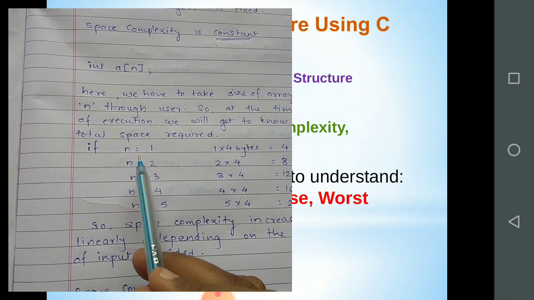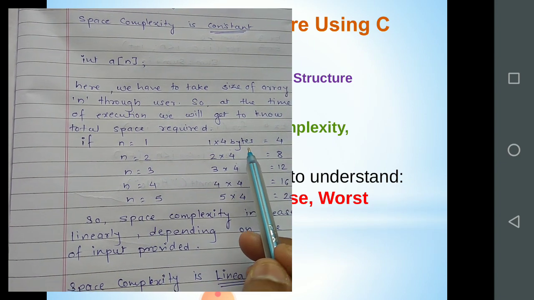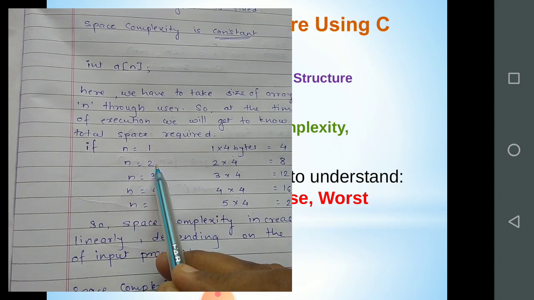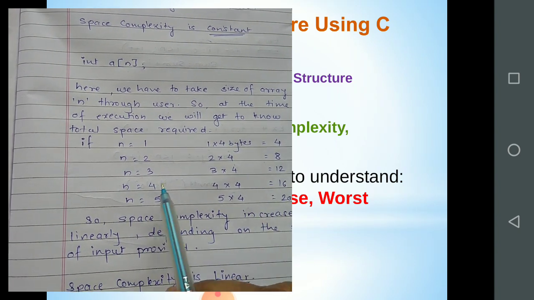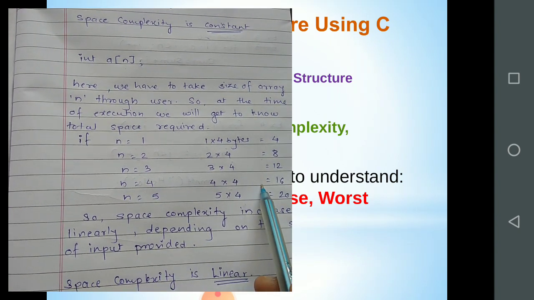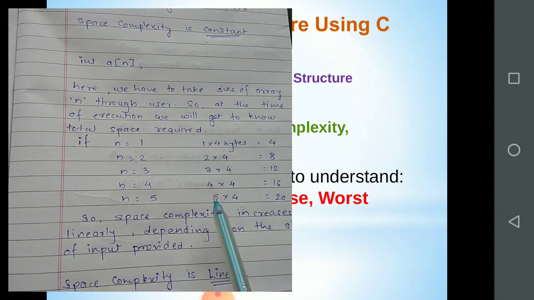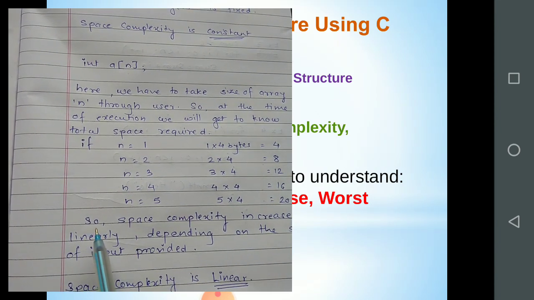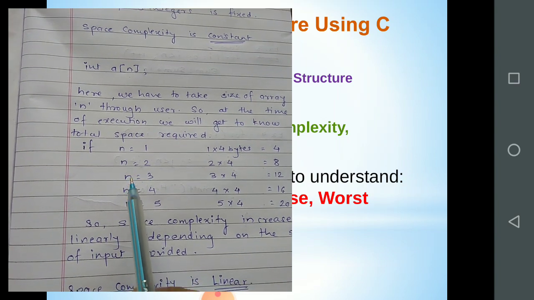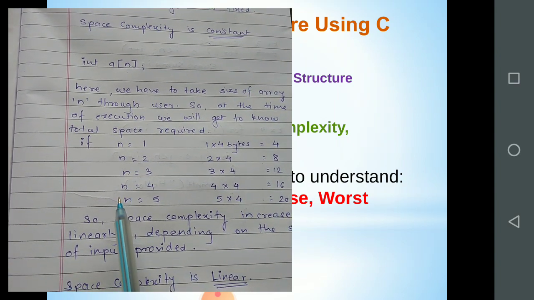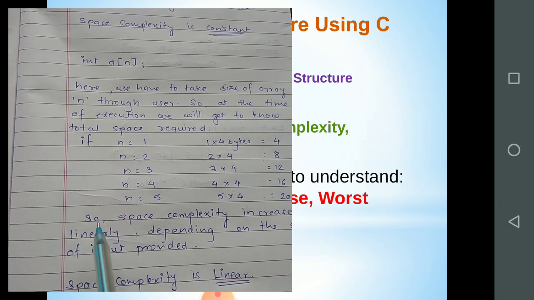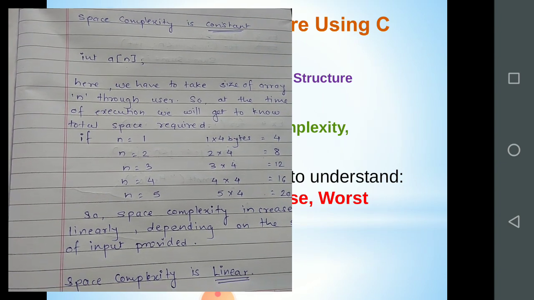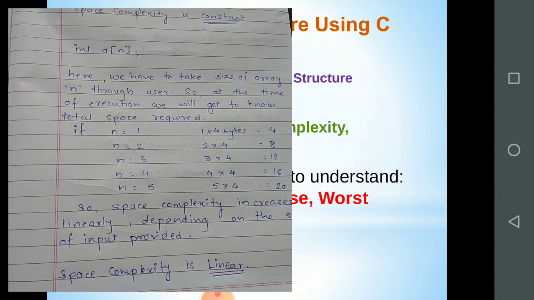If n is 1, that means 1 into 4, it requires 4 bytes. If n is equal to 2, it requires 8 bytes. If n is equal to 3, it requires 12 bytes. If n is equal to 4, it requires 16 bytes. If n is equal to 5, it requires 20 bytes. Like that, the space required by the algorithm increases with the increase in the number of elements we enter using the array. So the space complexity increases linearly here.